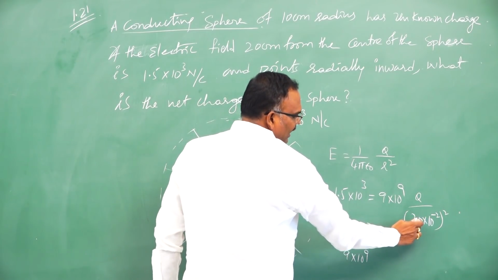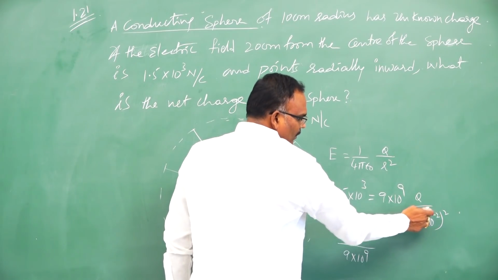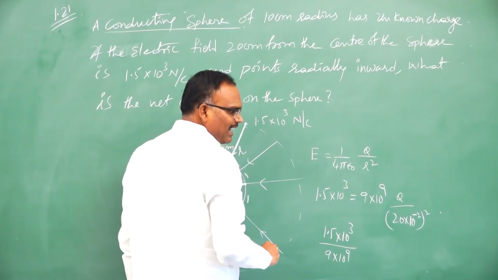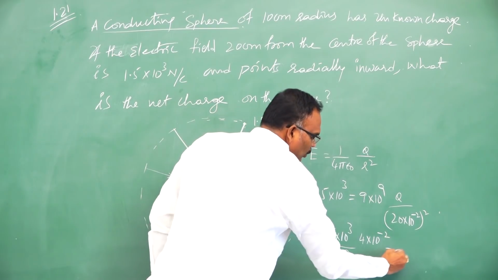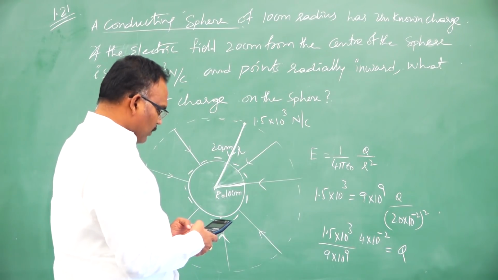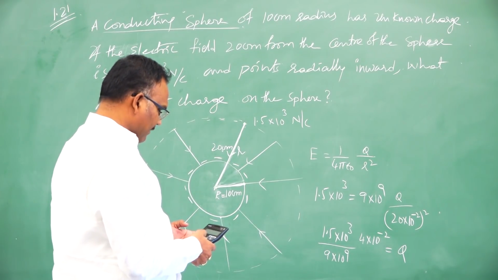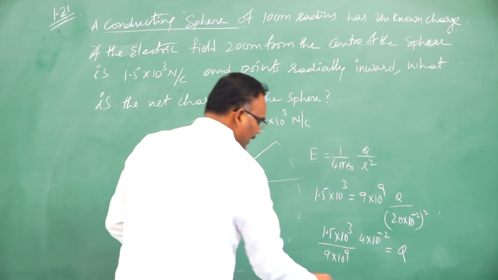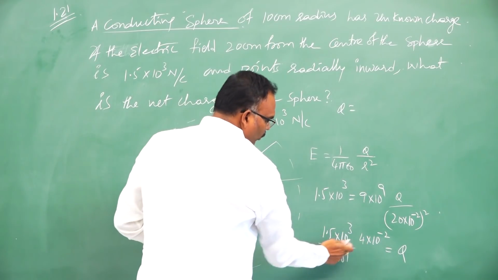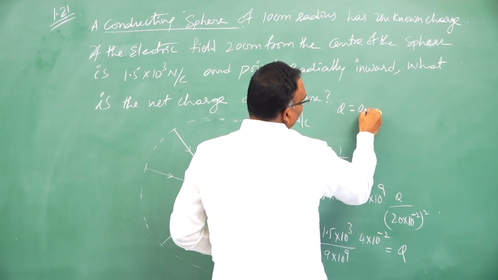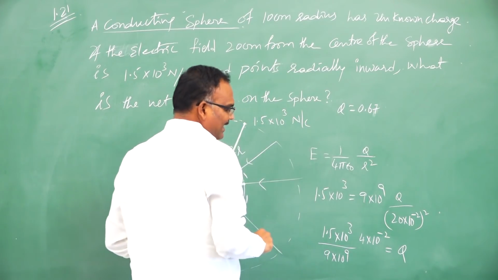If you simplify here, 20 into 10 power minus 2 is 2 into 10 power minus 1. Whole square comes to numerator. So that is 4 into 10 to the power of minus 2 only. Okay, we have to do 1.5 into 4 divided by 9. Q is equal to this whole value. You will get 0.6666, so I have terminated at 0.67.